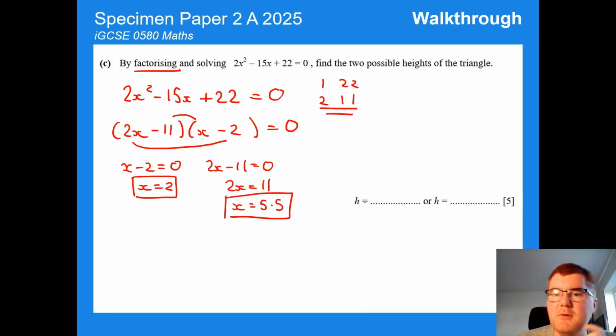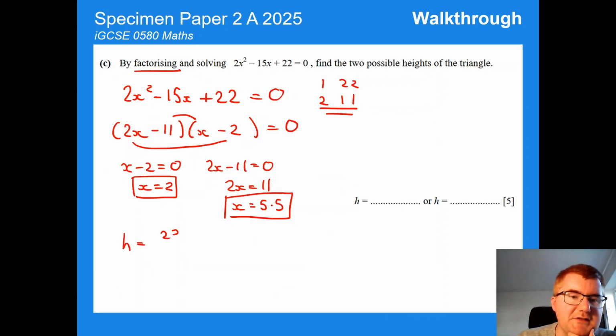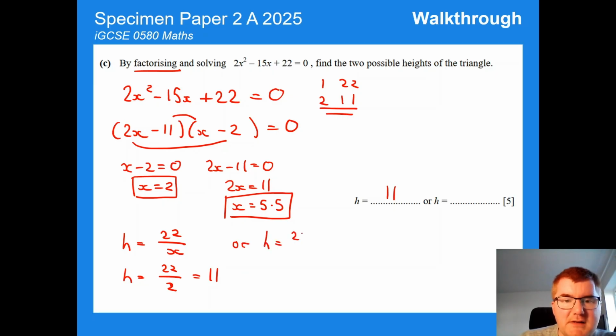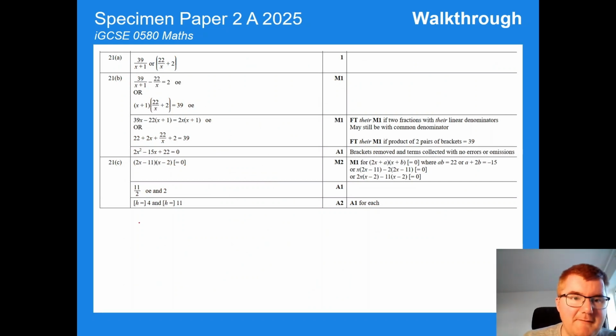Now this is not the answer because we want h, but remember our formula from before, h is equal to 22 over x, so we can put x into this twice. So that means either h is equal to 22 over 2, which is 11, so that's our first answer, or h is equal to 22 over 5.5. It doesn't look very nice, but we can times top and bottom by 2, giving us 44 over 11, and that's equal to 4. Again, the numbers should be nice. Remember, this is a non-calculator paper. Perfect. And so we get to our final answers here of 4 and 11.